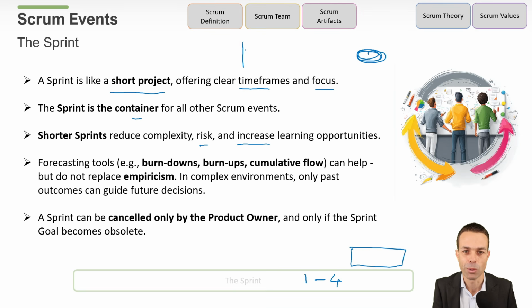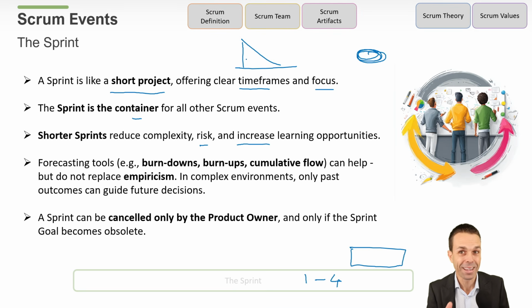You might come across burn down charts or burn up charts or cumulative flow diagrams, many different ways to measure your team. And that can help, but it doesn't replace that magic word, empiricism, which is the real results, real increments, real things of value that we can see, feel, and touch.